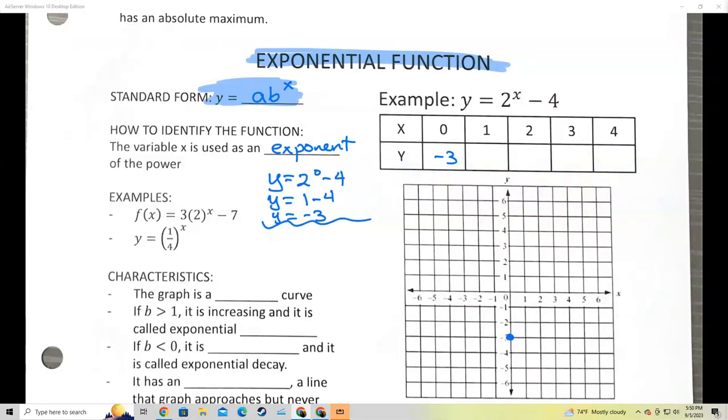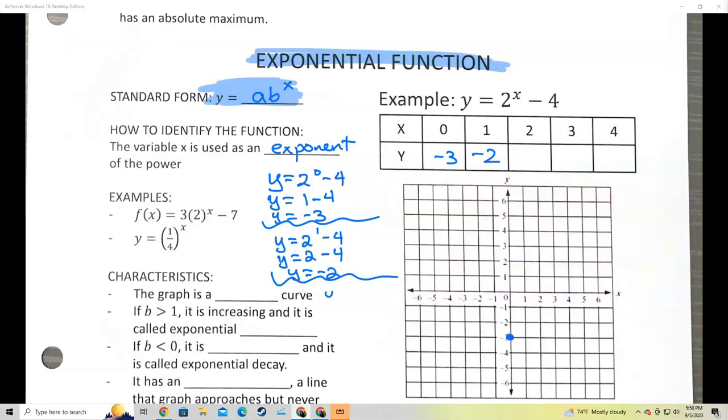I said we're going to do 3 of these. Let's do the next one. Y equals 2 to the first minus 4. Remember, 2 to the first just means that it's 2 minus 4. And I get a negative 2. Okay, we're going to do one more like I promised. We're going to skip the 2, though. I want to go straight to 3. So we're actually going to work on this one, and then I'll give you the other answers.